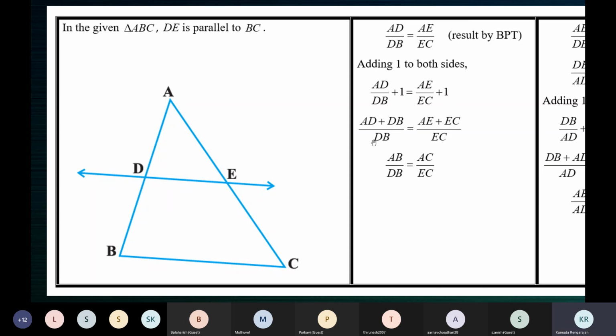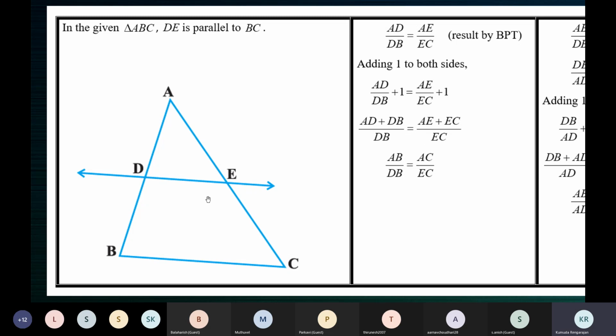So take the LCM, the common denominator DB. So AD plus DB by DB is equal to AE plus EC by EC. What is AD plus DB? AD plus DB is AB. AB by DB is equal to what is AE plus EC, AC, AC by EC. So this is a new result.